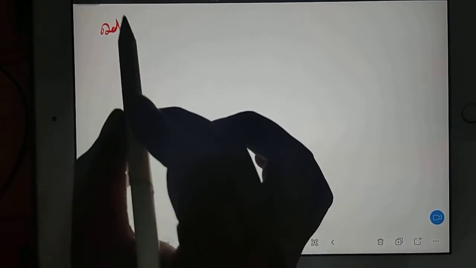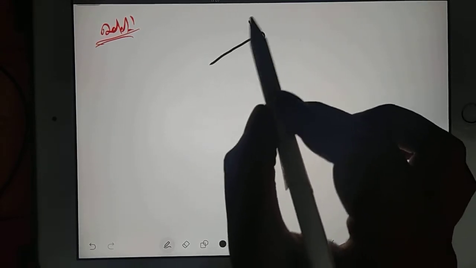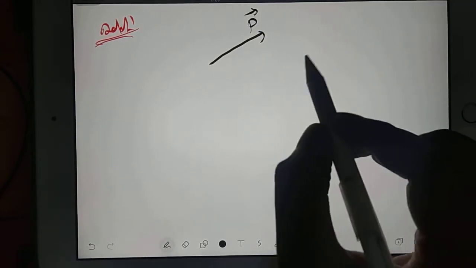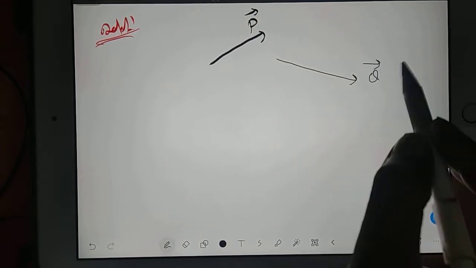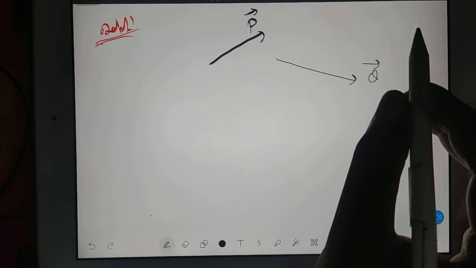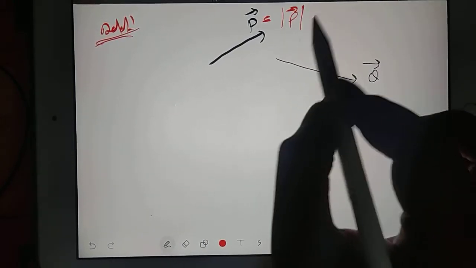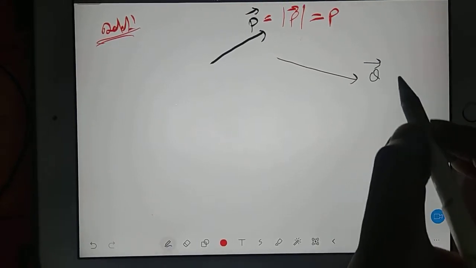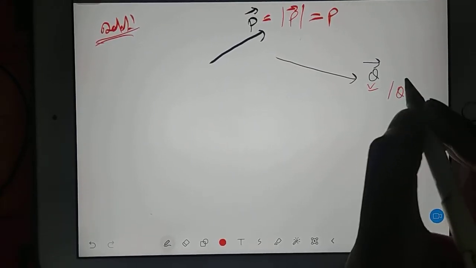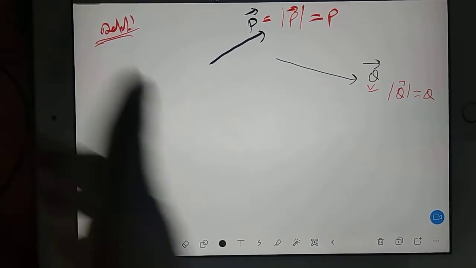So we are learning the addition part. In addition, how will you add forces? See, if one force is given and suppose the value is given as P, and another force is given, suppose the value is given as Q, they both are vectors. But we don't know the angle between them. Suppose the mod of P is simply P, and the mod of the Q vector is simply Q. Now I want to add these two vectors.